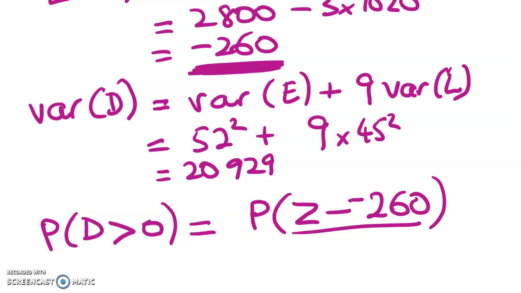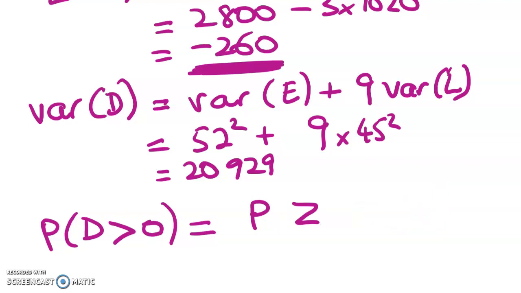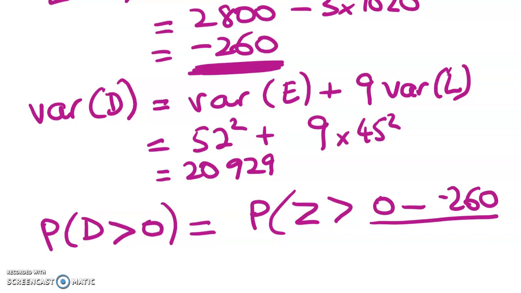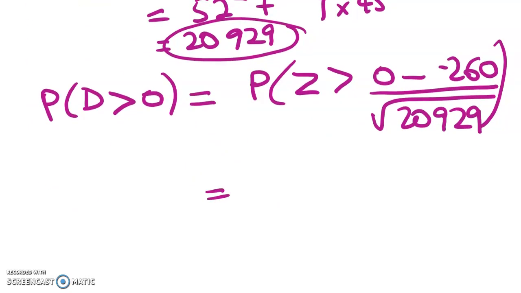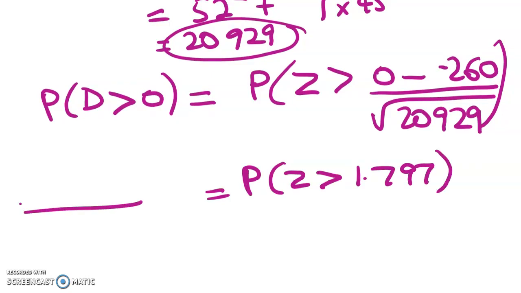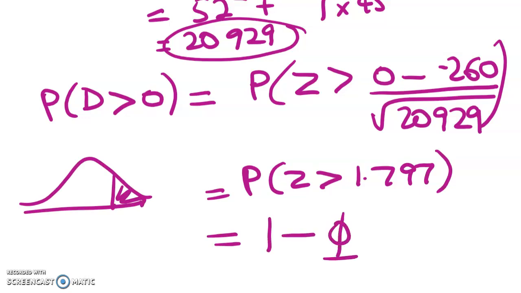Where are we? It's probably that Z is greater than 0 minus negative 260 over the square root of this. And you just have to be fluent at using your normal tables to go from here. So this is equal to the probability that Z is greater than 1.797. Sketch your picture and you'll see that that's going to be equal to 1 minus phi of 1.797.